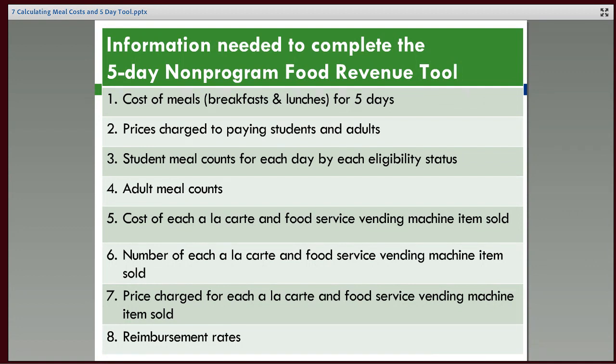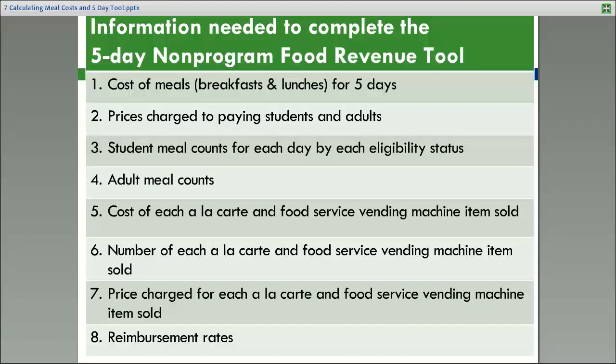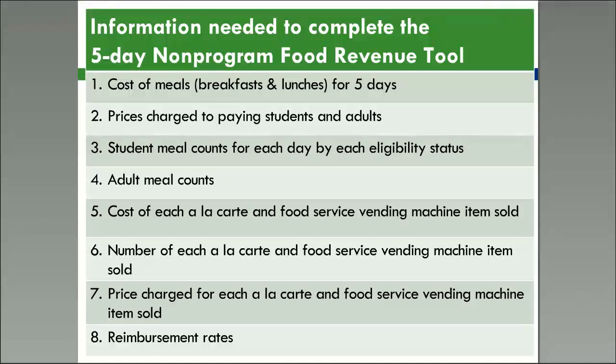This is the information you'll need to gather before completing your 5-day non-program food revenue tool. First, you'll need the cost of all your meals for 5 days. So your breakfast, your lunch, and that includes the cost for students as well as for adults. And this is just food costs. We don't include labor, we don't include supplies, just the food costs for those 5 days of meals.